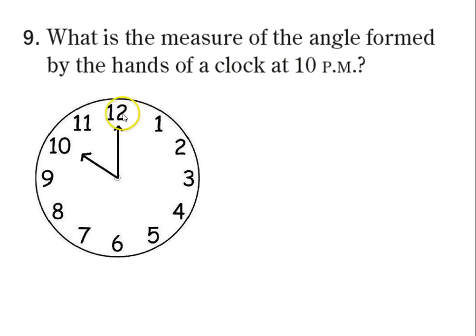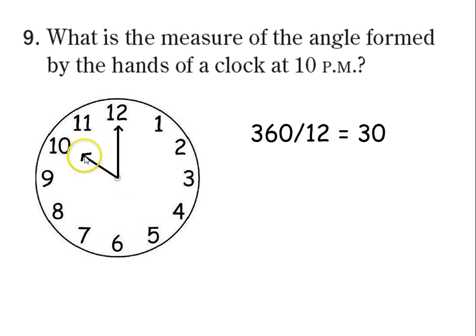Well, we know that in the whole clock there are 360 degrees because in a circle there are 360 degrees. So I'm going to do 360 divided by 12, because all these numbers are equally spaced apart. 360 divided by 12 gives me 30, which tells us there are 30 degrees between any two numbers on a clock. So 30, 60, 90, 120, 150, 180, and so on.